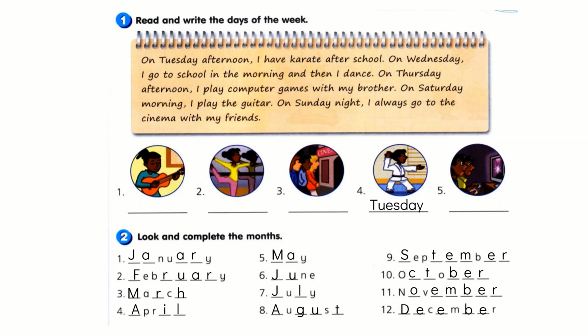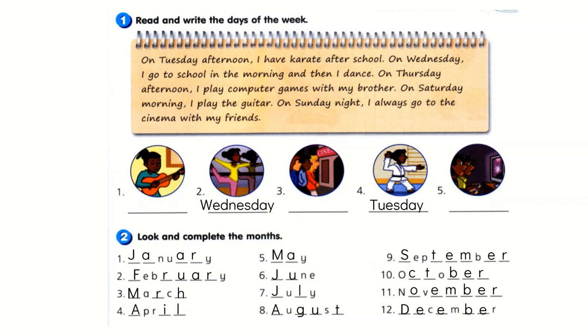Now let's continue. On Wednesday, I go to school in the morning and then I dance. In which picture is she dancing? It is picture number 2. So in picture number 2, you can fill in the blank with Wednesday. Make sure your spelling is correct, and for days of the week, we need to write with capital.